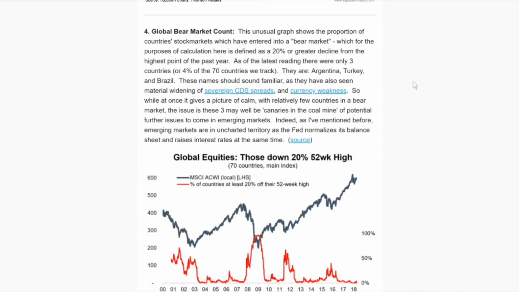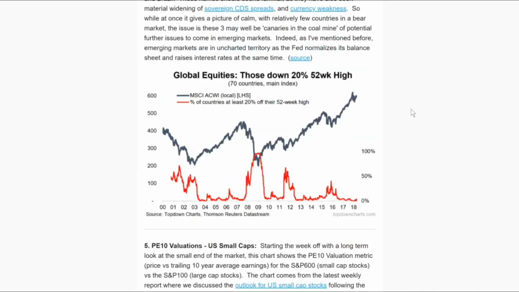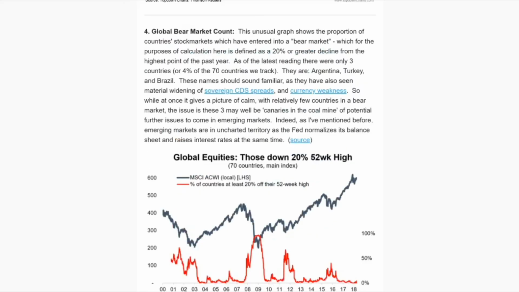Number 4, global bear market count. This is a rolling count of countries, or percentage actually, of the 70 countries that we track that have entered into a bear market as defined by the 20% down rule. So that's basically if the market's fallen 20% off its high, then that's a rule of thumb that market's in a bear market. And you can see there at the moment that it's 3 countries. So as of late last week, there was basically 3 countries, or 4% of the 70 countries, that were in a bear market. That's Argentina, Turkey, and Brazil.